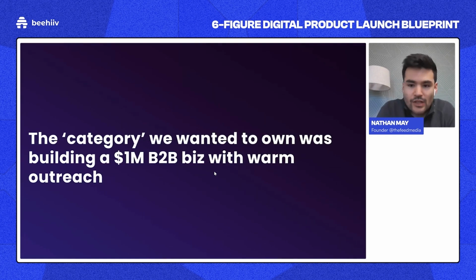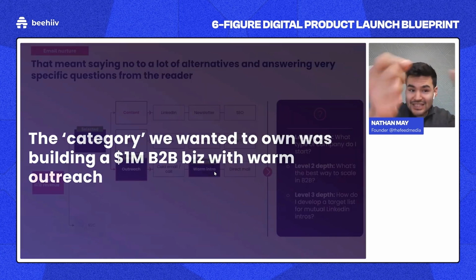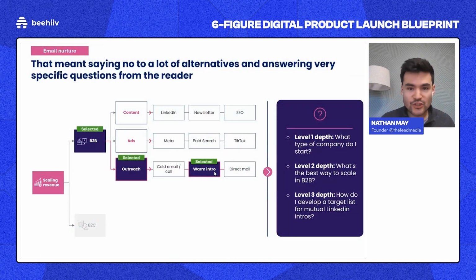The category we wanted to own, we talked about category newsletters and making choices, was B2B. And it was getting to $1 million of ARR, specifically with warm outreach. That's a very specific choice, right? Try to niche down as you're thinking about what product you're going to come up with and how you're going to position it. We selected B2B. We did not select B2C. We selected outreach. That meant saying no to content.